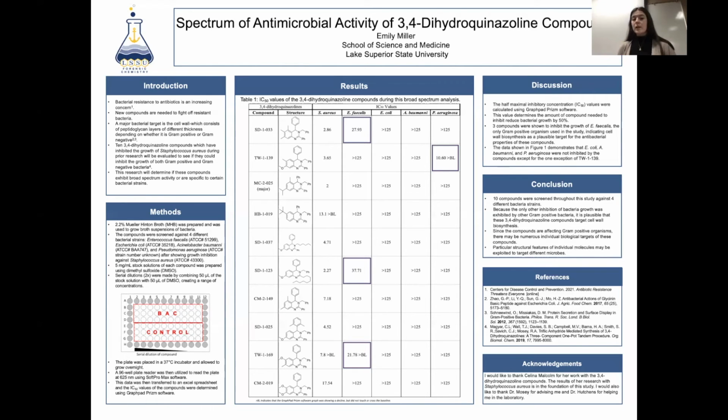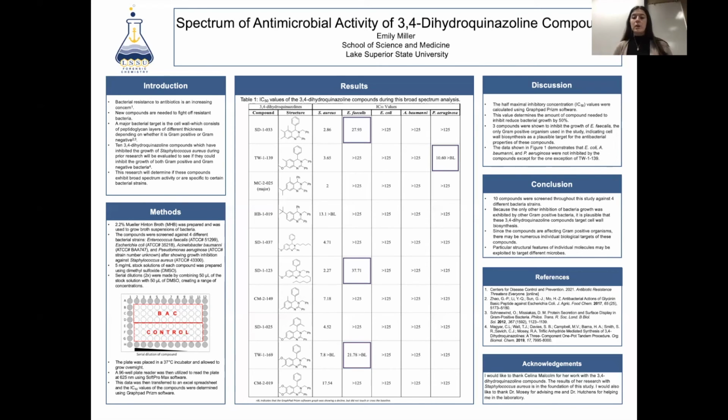So like I said, 3 compounds inhibited E. faecalis, while 1 compound inhibited P. aeruginosa. The data shown in Figure 1 demonstrates that E. coli, A. baumannii, and P. aeruginosa were not inhibited by the compounds, besides the one exception of TW1139. Overall, 10 compounds were screened throughout the study against 4 different bacterial strains.